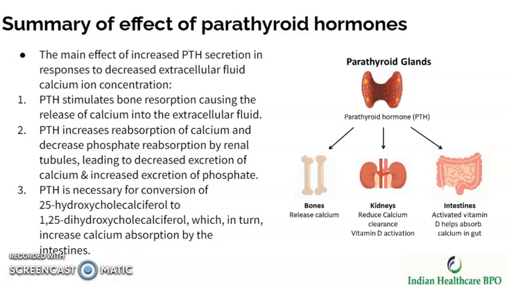So, the summary of effects of parathyroid hormone. The main effects of increased PTH secretion in response to decreased extracellular fluid calcium concentration are: First, the PTH stimulates bone reabsorption, causing the release of calcium ions into the extracellular fluid to increase the calcium concentration. Then the PTH increases reabsorption of calcium and decreases phosphate reabsorption by renal tubules, leading to decreased excretion of calcium and increased excretion of phosphate.